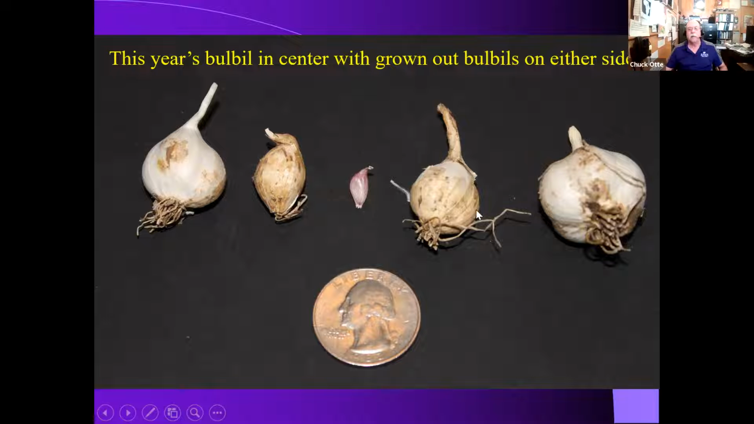Unfortunately, what I've got here are all from different varieties, and I forgot to keep them straight, so it's just a hodgepodge. I don't know what all we're going to get, but this is what we have this year, and then the 2 on either side are after 1 year of growth.